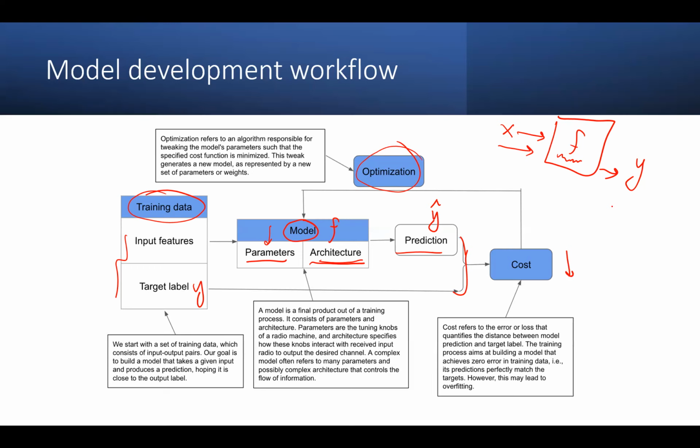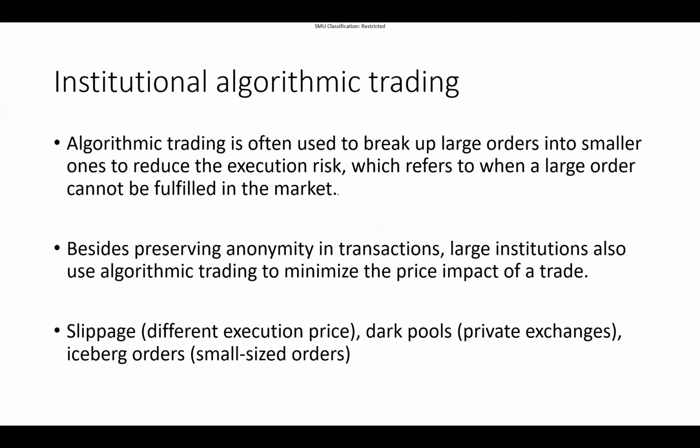So our prediction should be as close to the target. That means we need to reduce the cost, minimize the cost, and this is achieved by adjusting the parameters, right? And of course, the architecture itself is usually defined in advance. So we typically do not adjust the architecture during the training process. Okay, so that's the overall model flow in a nutshell.